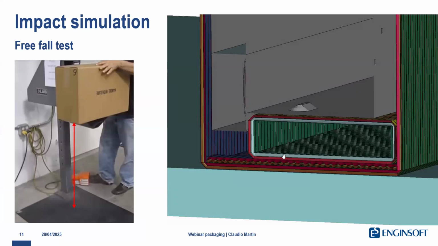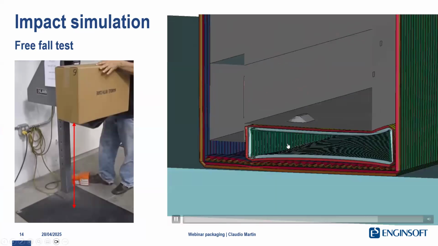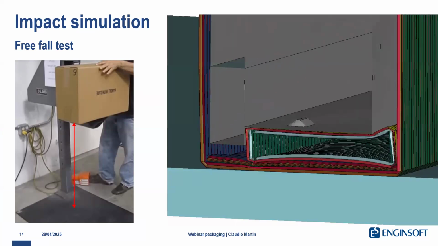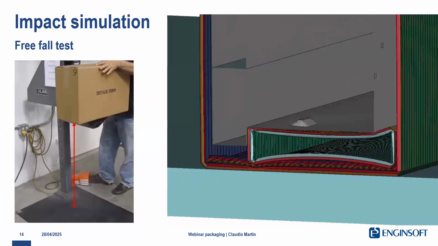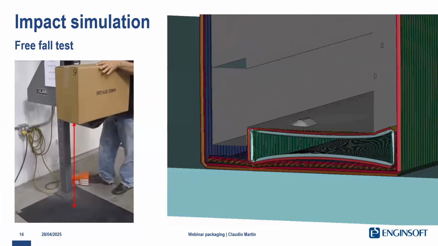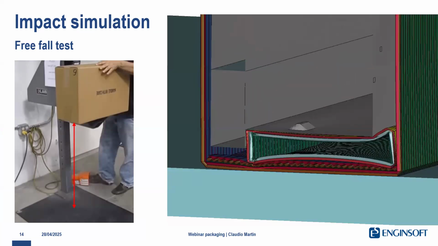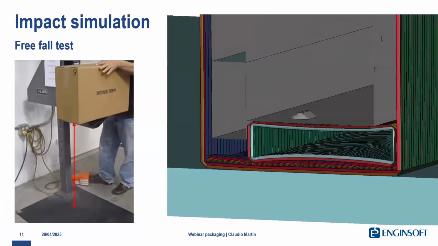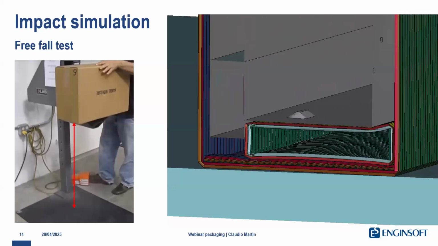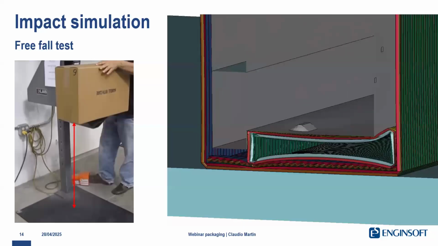Here you can see a free fall test from a specified drop height, which depends on the manufacturer's regulation. In the video, you can see the collapse of the wave during impact, which causes the packaging to absorb energy. Note how the folding of the box flaps has also been modeled to increase the accuracy of the virtual model.